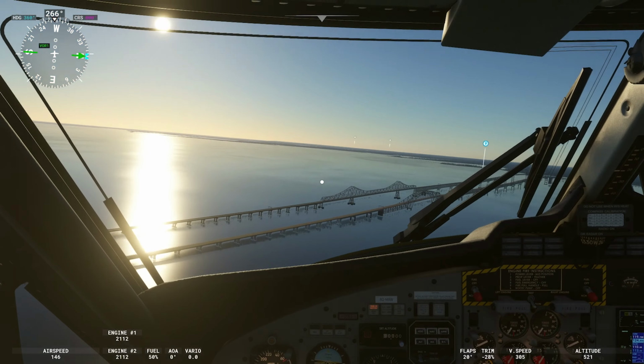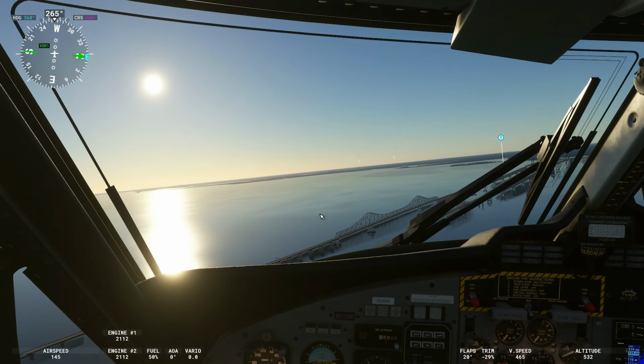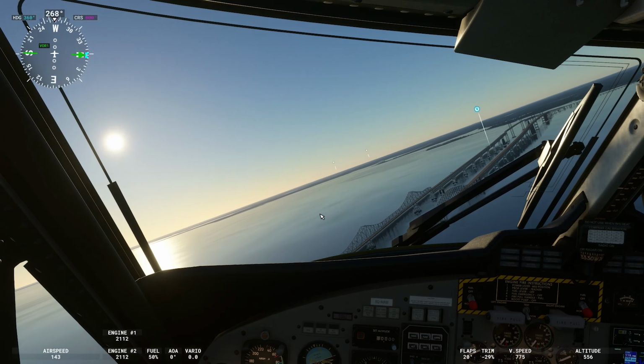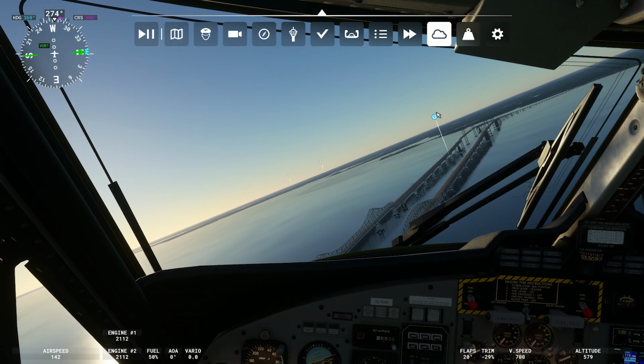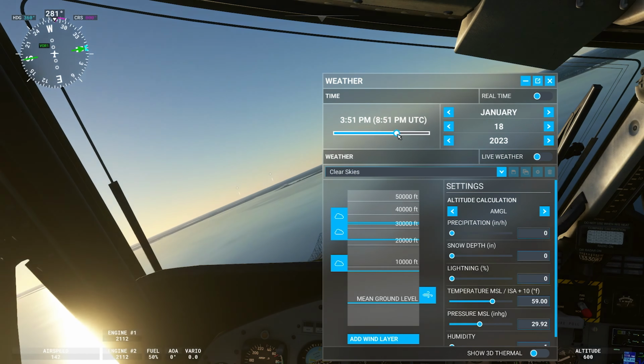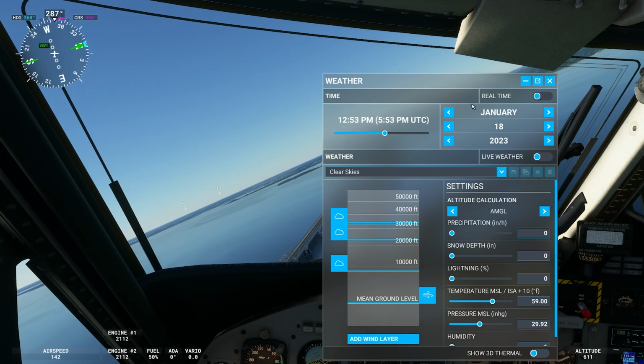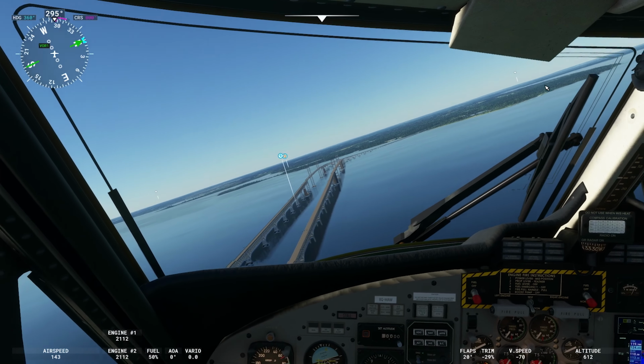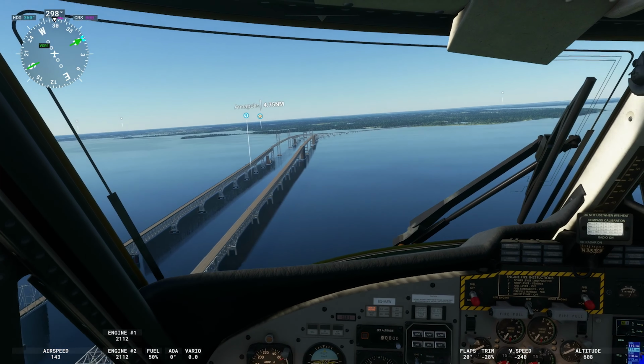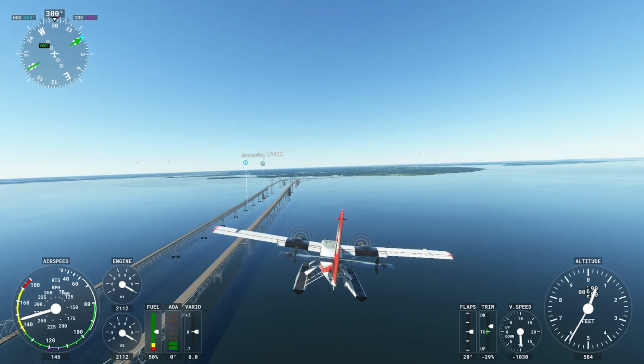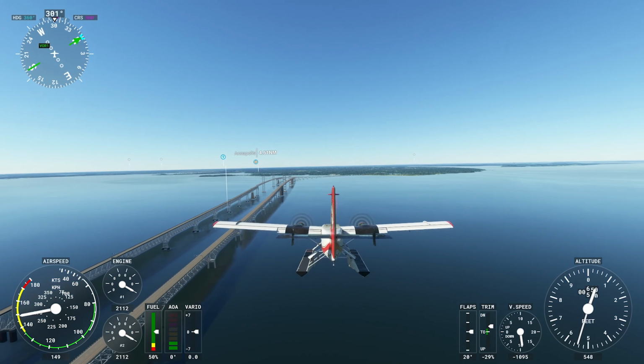Let's take one more pass at the bridge here. Just the time of day for you guys a little bit. We are flying not on real time. There we go. And if you're really daring, come out here in a stunt plane and take a shot underneath the bridge.